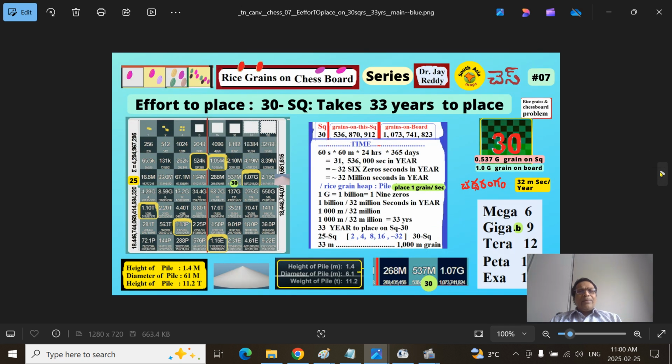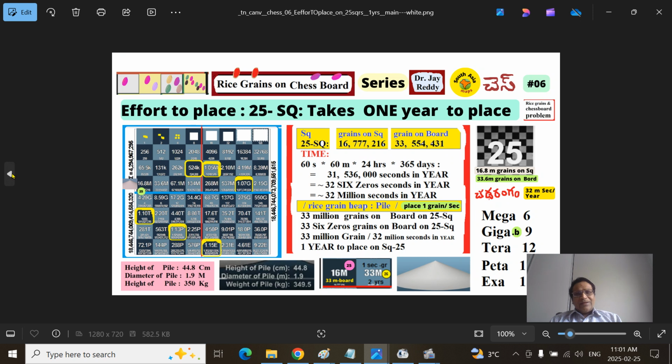It will take 33 years, almost half of a person's life, just to place the grains, that is 1 grain per second, on the 34th square or the entire chessboard until including the 38th square. So you can look at it in both ways. So that's the point we'll be discussing.